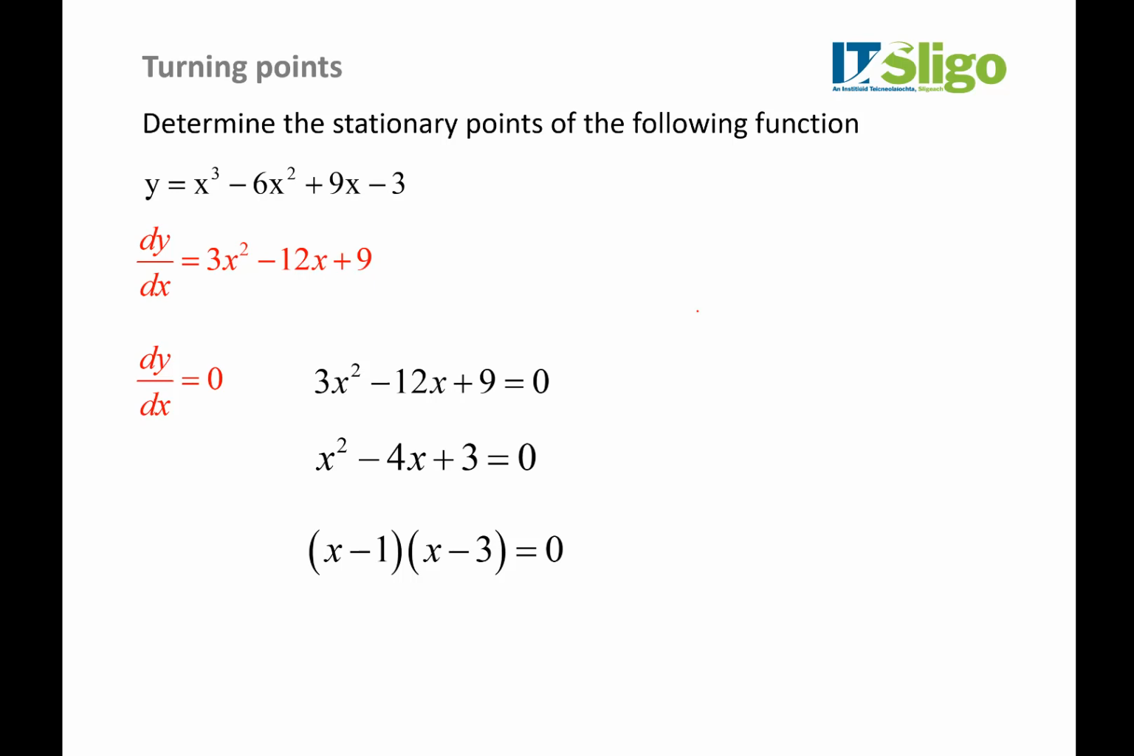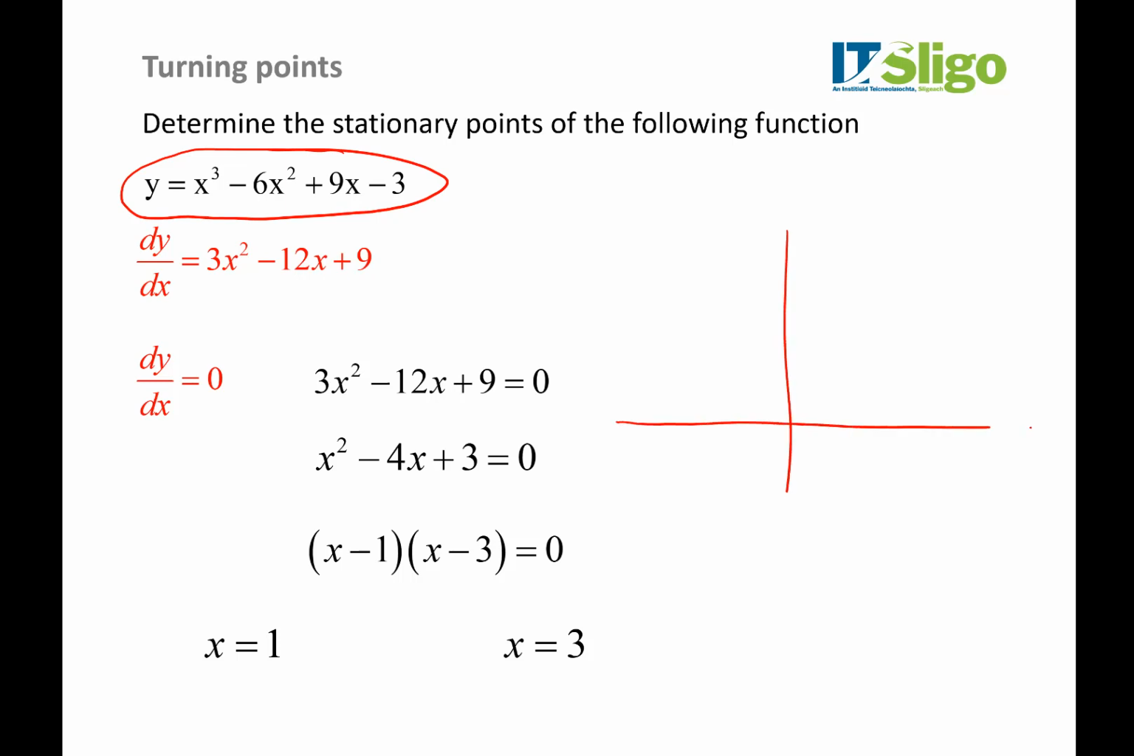Now we let each bracket equal to 0. This will give us x is equal to 1. We let the other bracket equal to 0. Bring the 3 across, we get x is equal to 3. So now we've identified we're dealing with a polynomial cubic, so we're expecting 2 turning points. What we found out is that one turning point happens when x is equal to 1, and the other turning point happens when x is equal to 3.